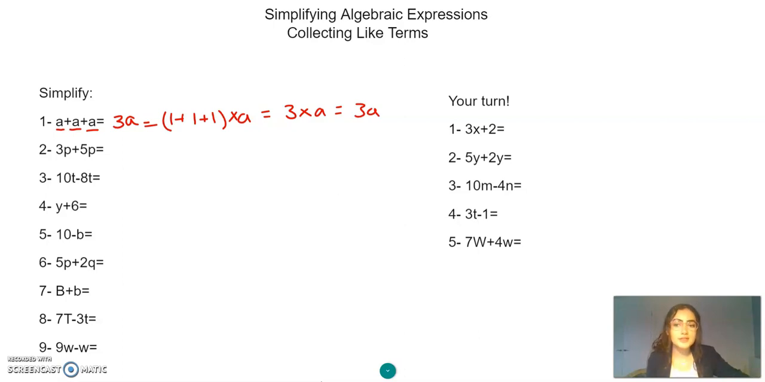So the next example, we have 3p plus 5p. So p is the same, it's to the same power, they're both to the power of 1, and it's the same letter, which means that we can add these two terms together. So we have 3 plus 5 times p, which is 8 times p, which is 8p.